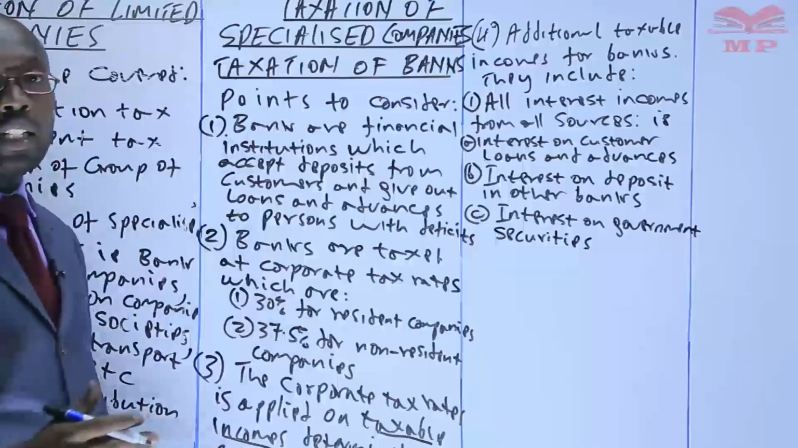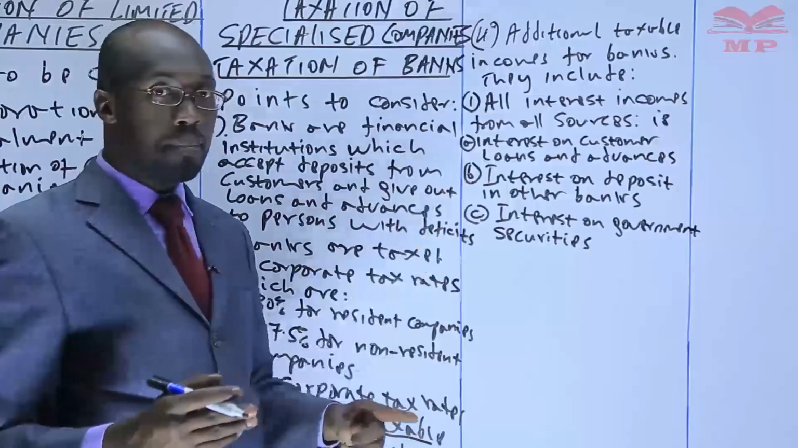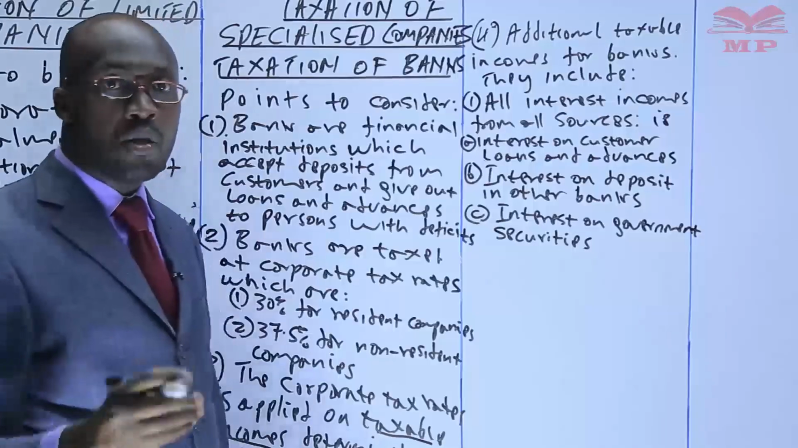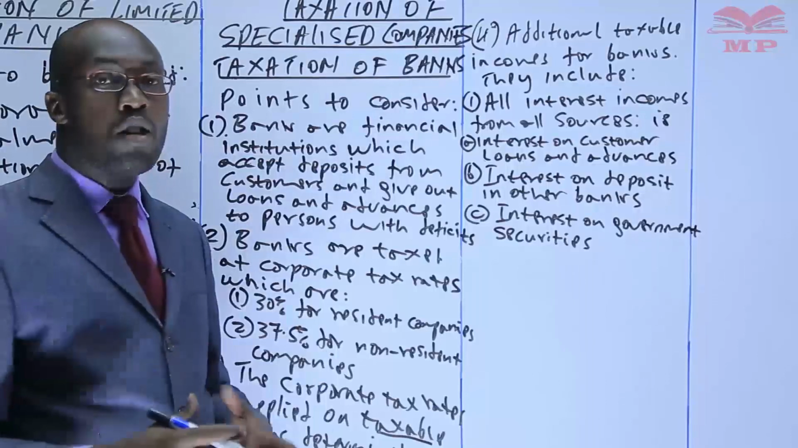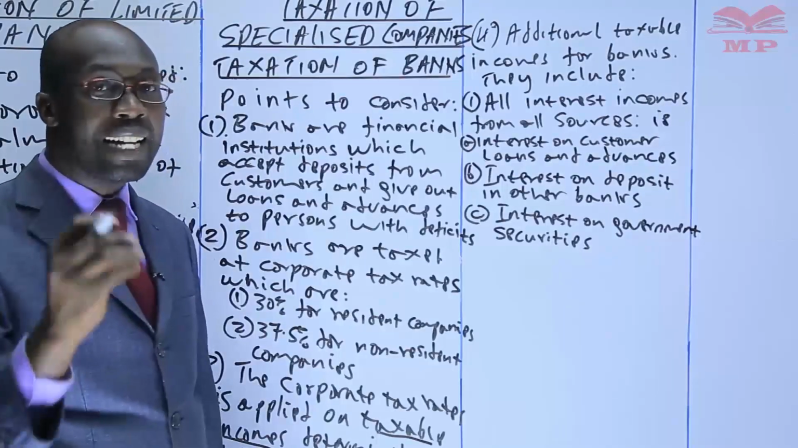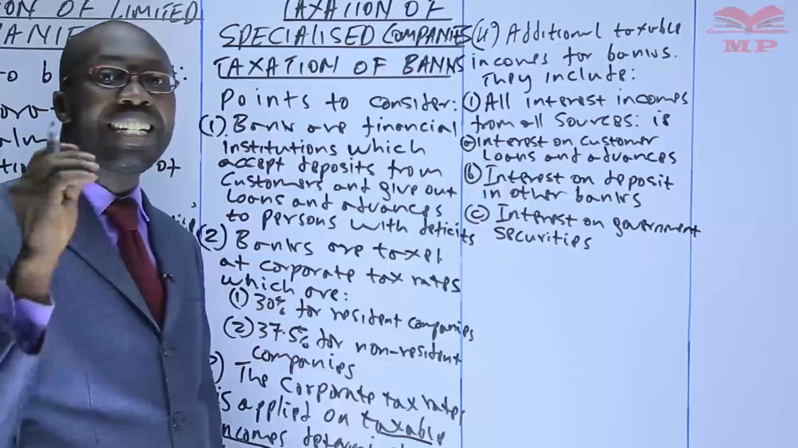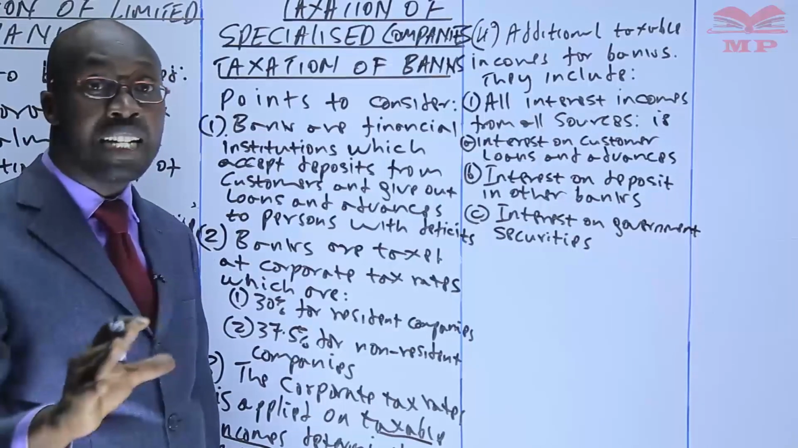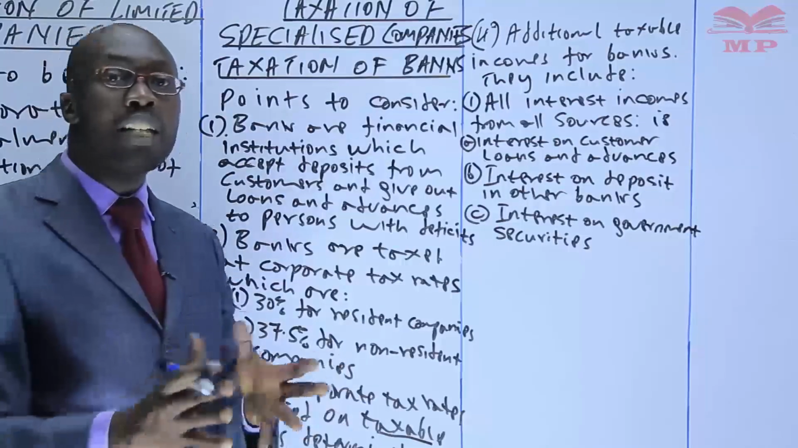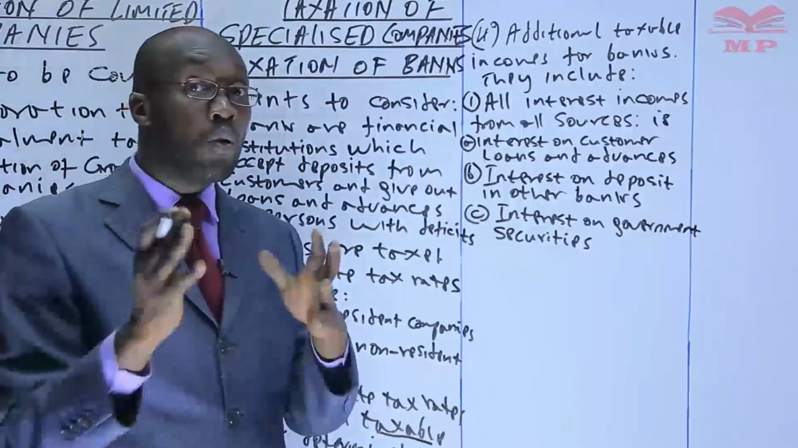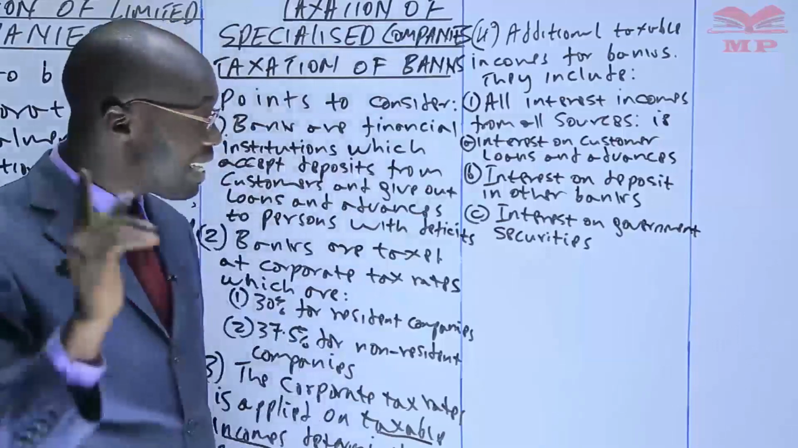The first additional taxable income for a bank is number 1, all interest incomes from all sources. For a bank, when it gets interest, it is as a result of some lending it had done. So any income it gets from that lending is a taxable income, and it is usually considered to be operating income. So all interest income for a bank is operating income and taxable, because it is doing what it is supposed to be doing: lending. So don't differentiate investment interest and operating income when it comes to a bank. All of them are considered operating and are taxable income, except one.